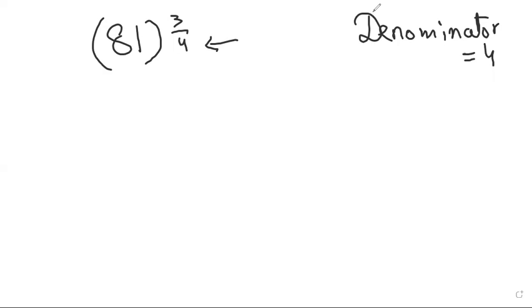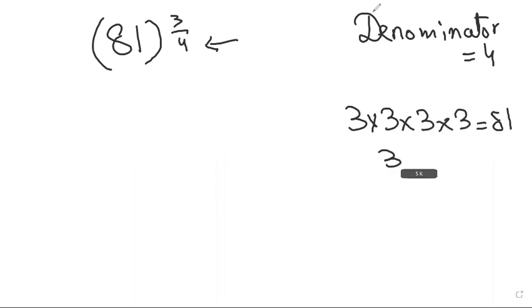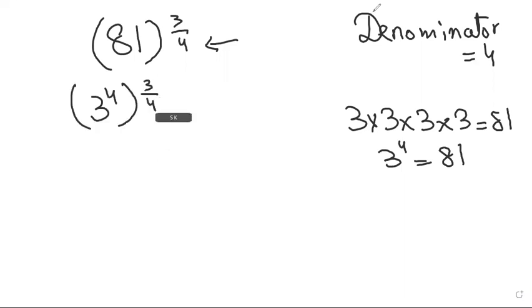In my mind, I got a number, and it's 3, because I know 3 times 3 times 3 times 3 is actually equal to 81. I can also write it like this: 3 to the power 4 is equal to 81. So I'm just going to replace 81 here with 3 to the power 4, and the outside power will remain as it is. Now I'm going to open my bracket, and I know that this means I have to multiply, so 4 times 3 is 12 over 4.